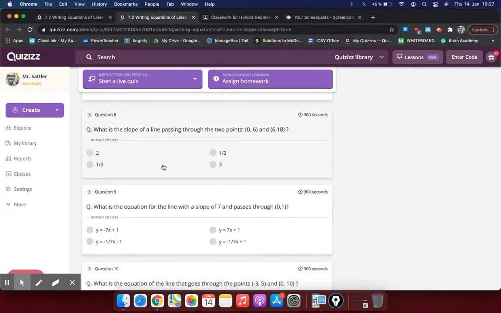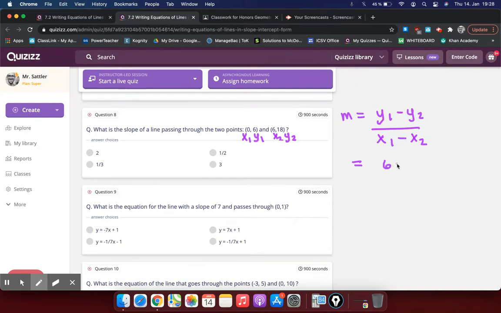Number 8, what's the slope of a line passing through the 2 points? So we've got a little formula here. We just do the change in y, so y1 minus y2 over x1 minus x2, and just make sure the y's are on top. So I'll call this x1, y1. It doesn't matter which one you call which.